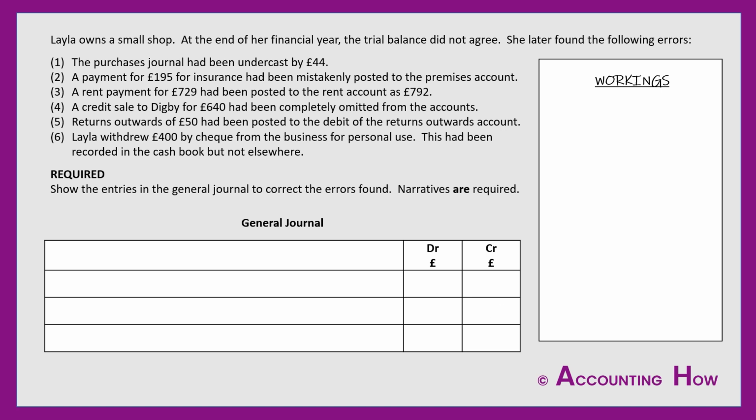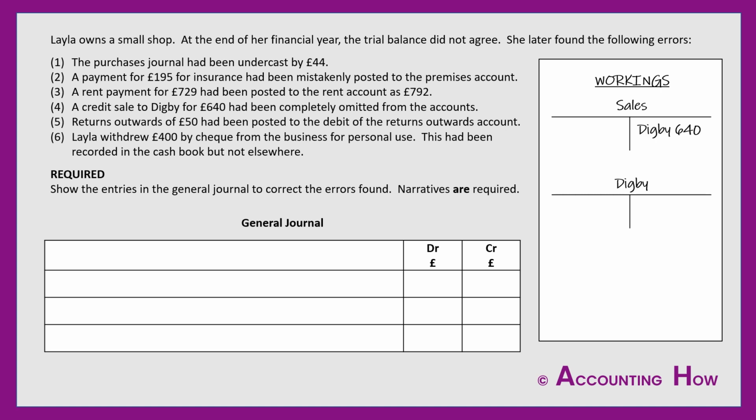Moving on to error 4, a credit sale to Digby for 640 had been completely omitted from the accounts. This is quite a straightforward one because the whole thing has been left out. So the two accounts involved are going to be the sales account and the account of Digby, who would have become a trade receivable because we've sold goods on credit. And sales is an income account.